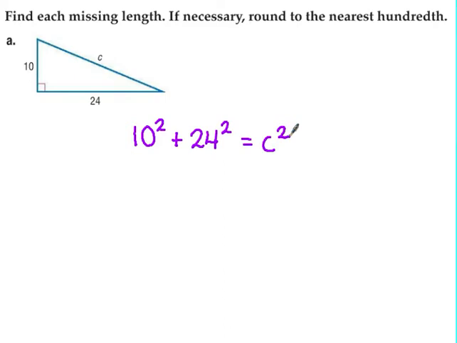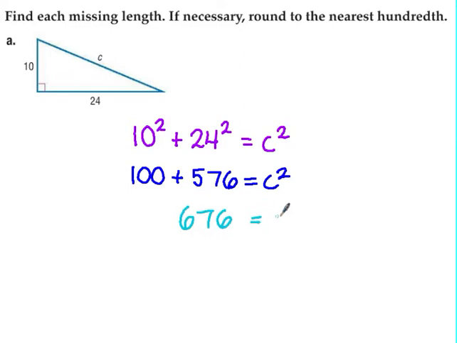So now 10 squared, what do I know that 10 squared is? 100. What is 24 squared? 576. And now I'm going to add 100 plus 576, and what do I get? 676. And what I need to do now is solve that for C. So does anybody know how I need to do that? The square root. So I'm going to take the square root of 676, and I get my answer to be 26 for C.